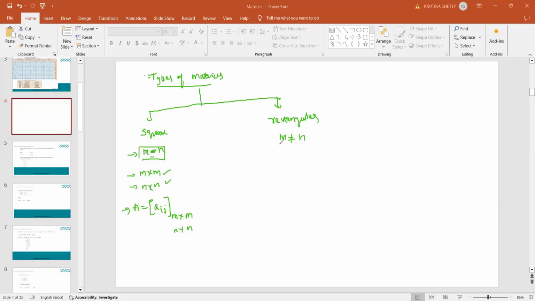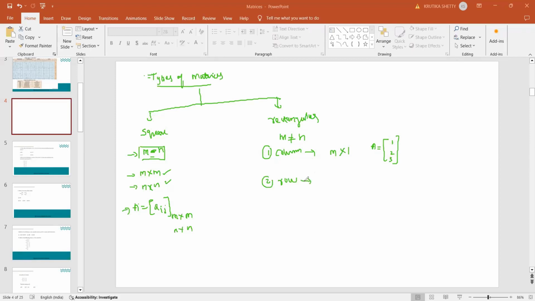Then rectangular matrix, simple: m is not equal to n. Here there are two simple types. One is a column matrix, and next is a row matrix. In a column matrix, the number of columns is always equal to 1, so its order will be of the type m cross 1. I'll write an example: A is equal to, it will have many rows. See, there are 3 rows in this, but there is 1 column. So if a matrix has only 1 column, it is said to be a column matrix.